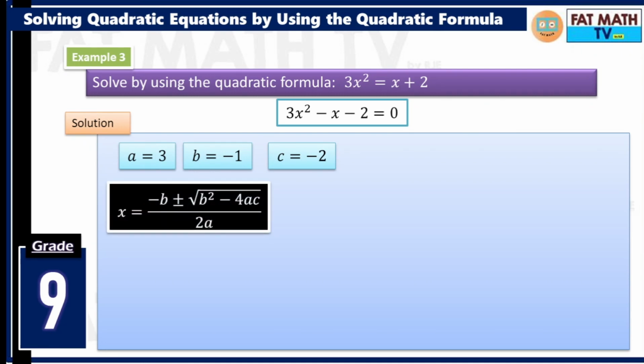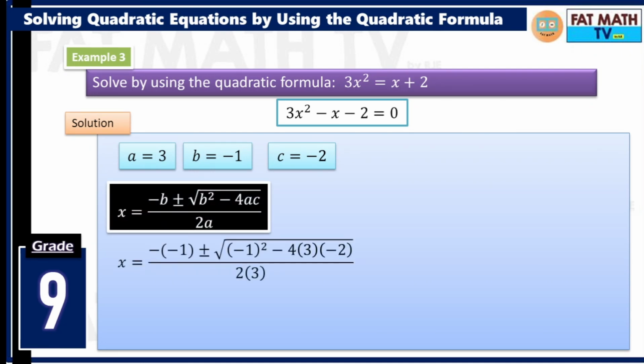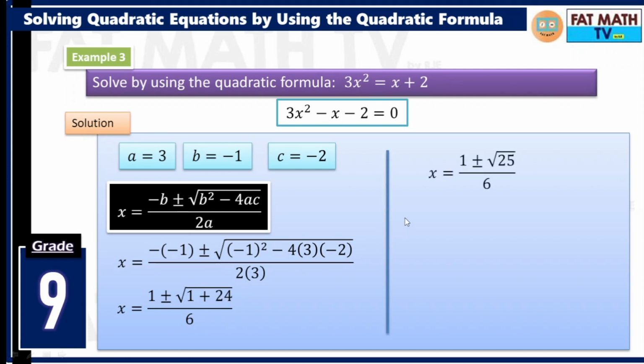And then use the quadratic formula. So x is equal to negative of negative 1 plus or minus the square root of negative 1 squared minus 4 times a, which is 3, and c, which is negative 2, all over 2a. And a is positive 3. And then simplify. Negative of negative 1 is positive 1. Negative 1 squared is positive 1. Negative 4 times 3 times negative 2 is positive 24. 2 times 3 is 6. 1 plus 24 is 25. The square root of 25 is 5. So we have 1 plus or minus 5 over 6.